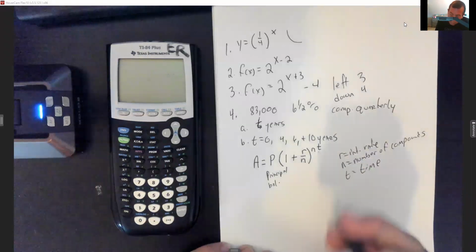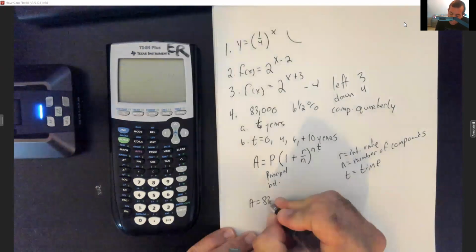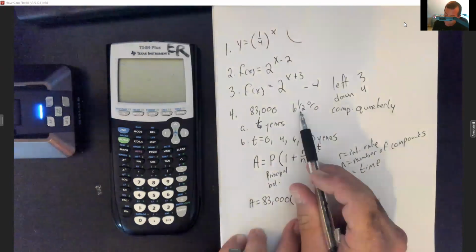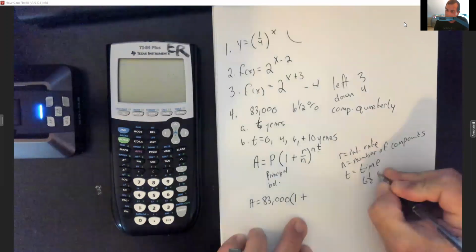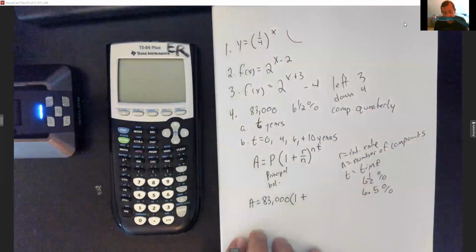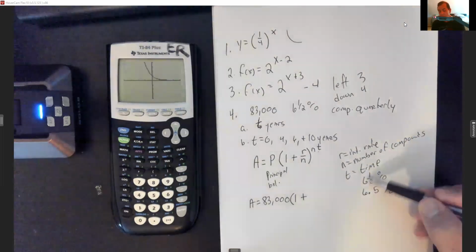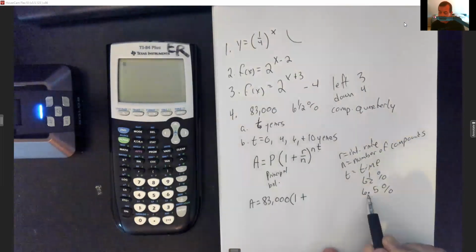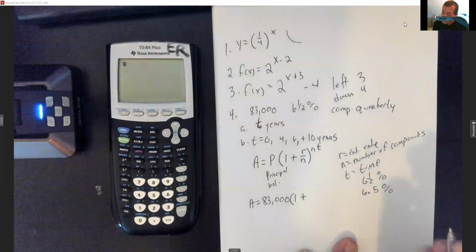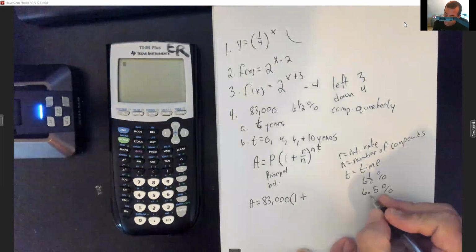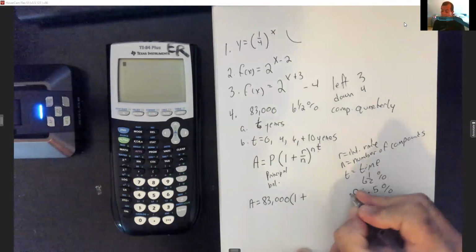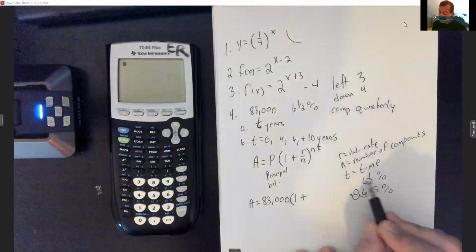So I would have my A equals 83,000, then parentheses 1 plus R, your interest rate. So my interest rate was 6.5%. I can't put percent into the formula. I got to convert percent into a decimal form. So to convert from percent to a decimal, you move the decimal left 2 units. And since I didn't have nothing here, I would put a zero, and then my decimal goes in the front. So that 6.5% is really 0.065.